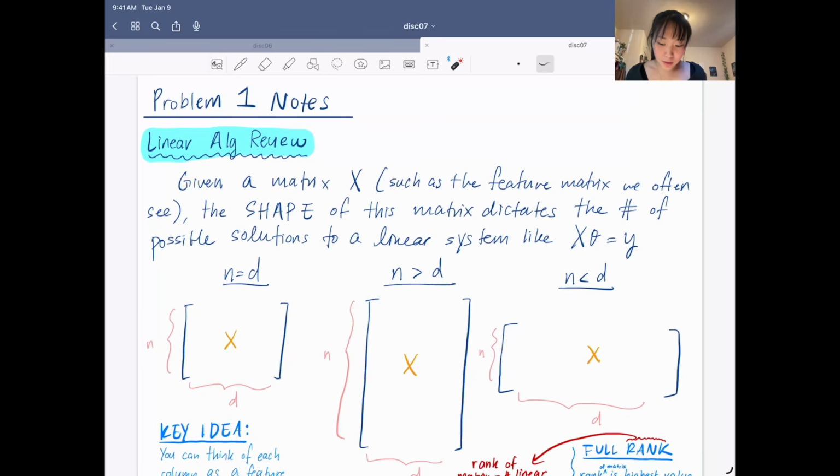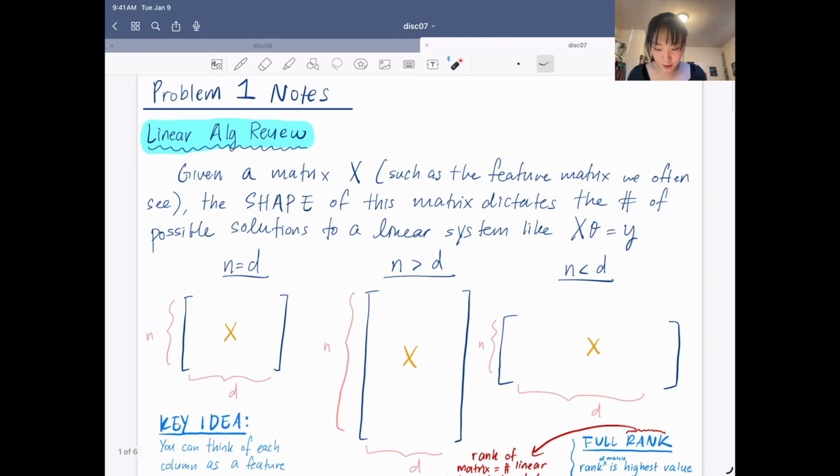Okay, and so for problem 1, I'm going to start by doing some linear algebra review that is relevant for the question, and then afterwards, I'll do a quick overview of what gradient descent is, and then we'll dive straight into the problem.